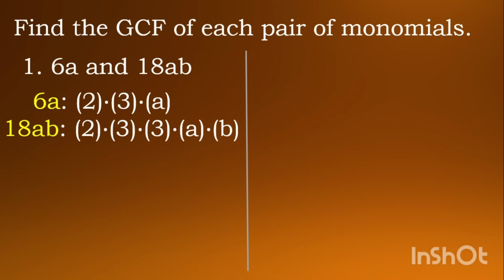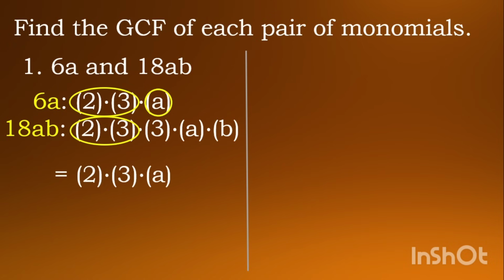Now, anong meron sa 6a na meron kay 18ab? Pareho silang may 2 and 3. Pareho rin silang may a. So, yun ang ibababa natin. We will have 2 times 3 times a. And then we will multiply 2 times 3. That will become 6a.